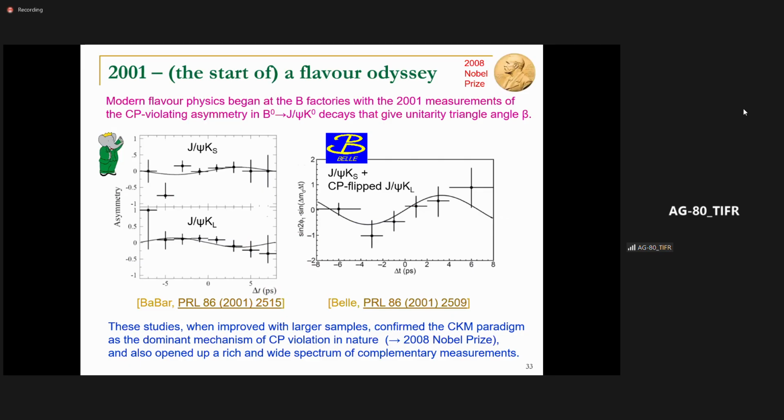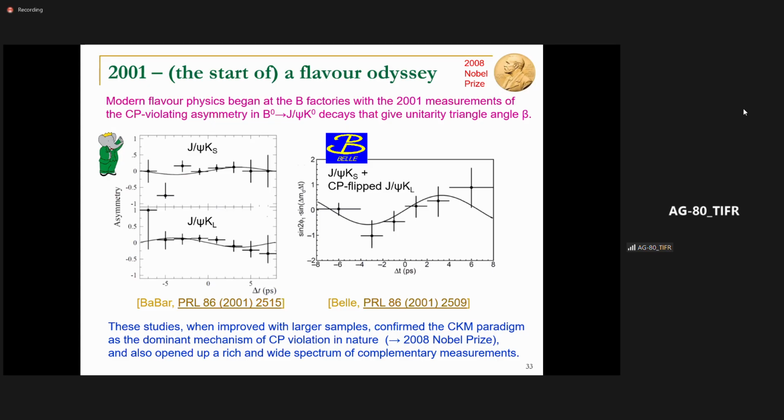Okay, so have these things been seen? Well, this has been seen. This was a great achievement of the B factories. If you go back to the start of the millennium, in 2001, there were measurements made of this very key CP violation. This was seen by both BaBar and Belle. So here you see this asymmetry, which I've discussed. Just focus on J/psi K short.